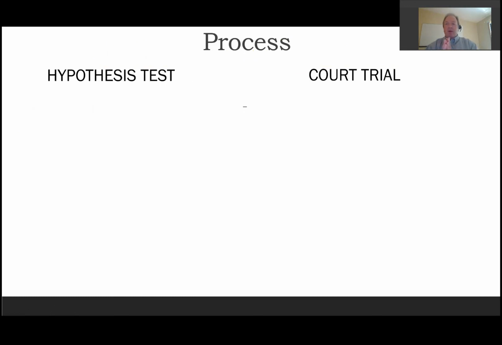The last thing I want to do, and this is going to set up what we're going to do in the subsequent videos, is outline the process that we use when we do a hypothesis test. And we're going to see, interestingly enough, that the process is very similar to what goes on in a court trial, say for murder. To start off with, we state our hypotheses.